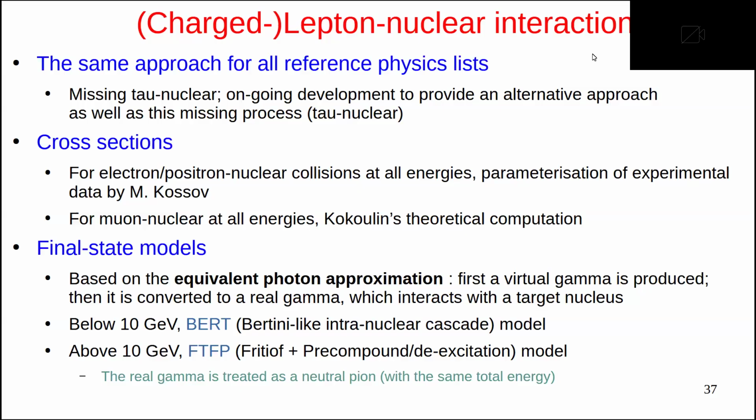And below 10 GeV, we are using Bertini, and above 10 GeV, we are using FTFP plus pre-compound, where essentially, given that FTF doesn't deal with gamma directly, we make a trick: we convert the gamma to an equivalent neutral pion with the same total energy, and then FTF handles this neutral pion.